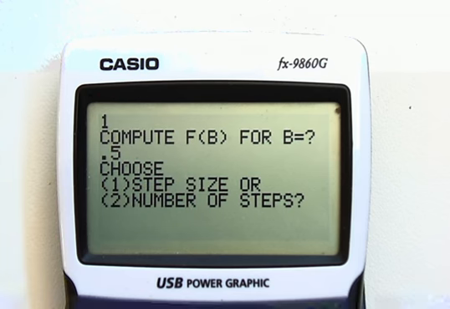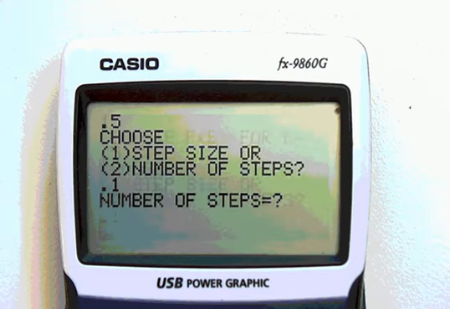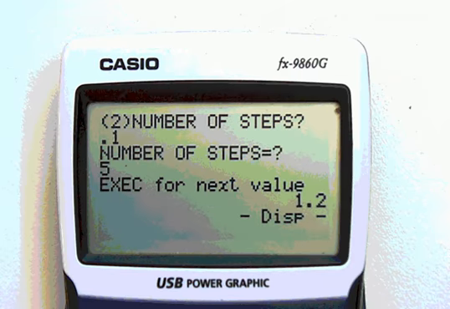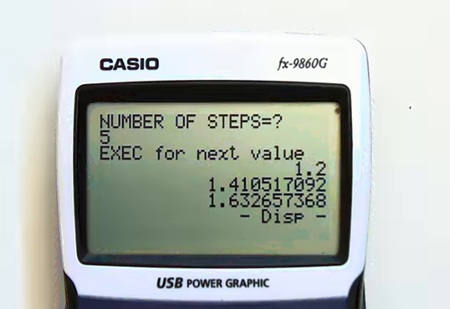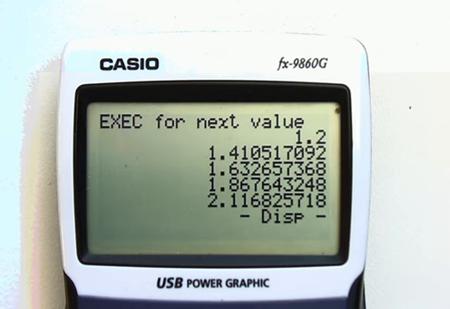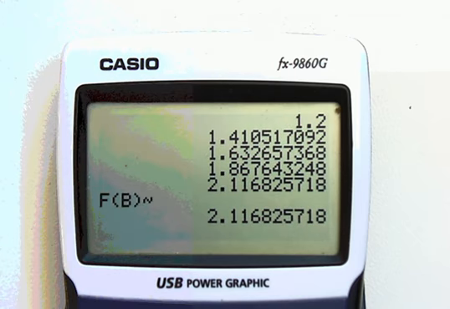Now the step size is 0.1 and the number of steps is 5. And now we get the calculations of y for those 5 steps, finishing up with 2.1168, which is a bit better than the 2.071 we got previously.